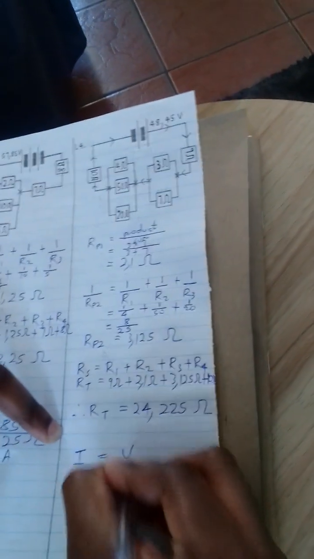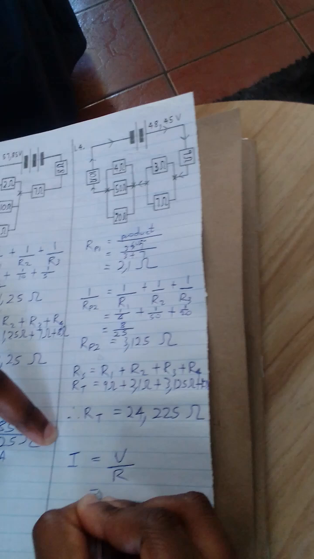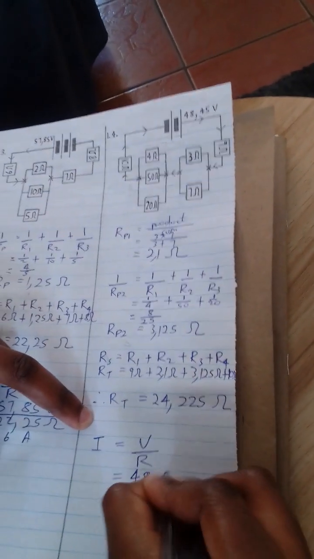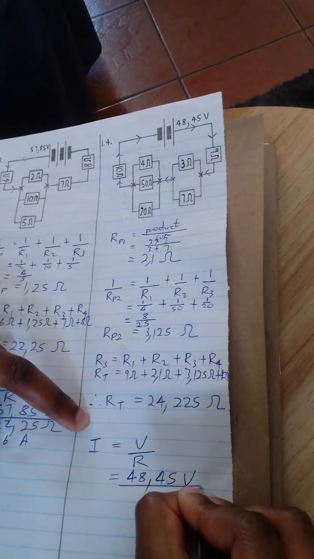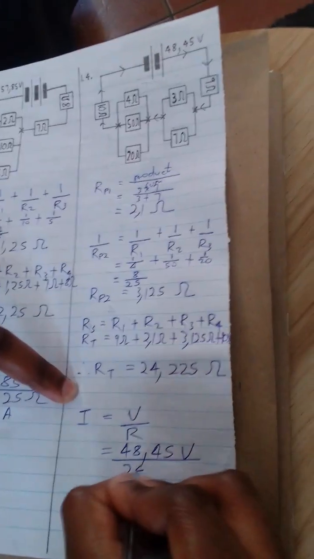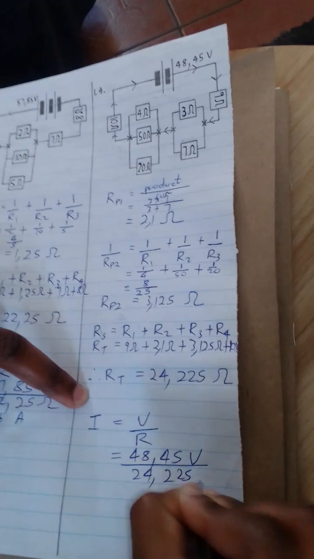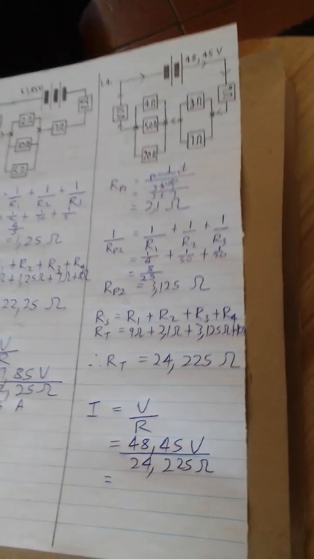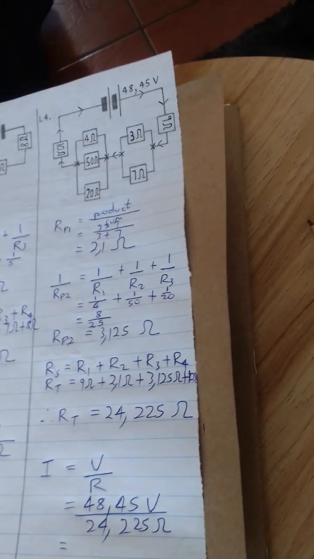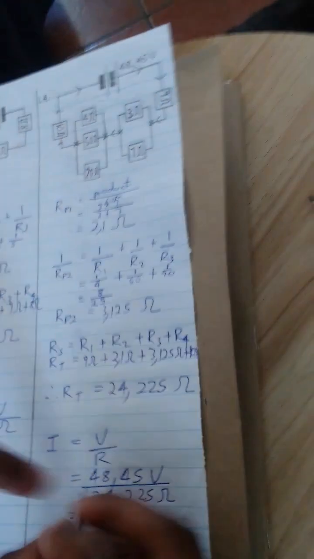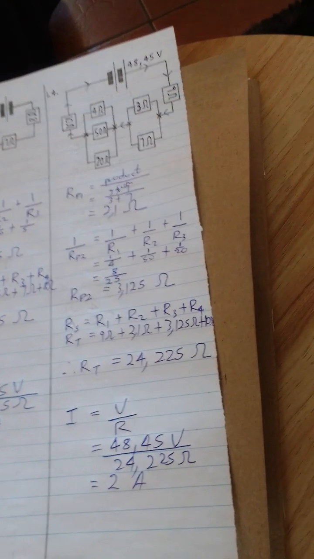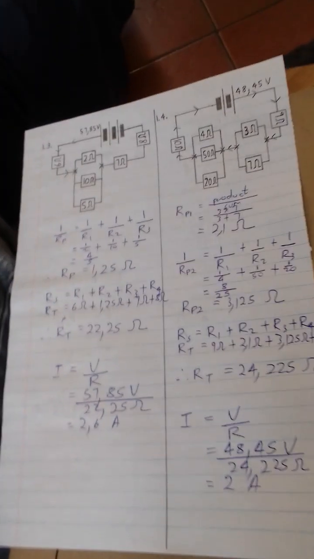I is V over R. What's V? 28.45 volts over 24.225 ohms. So I is 2 amperes. Okay, I hope that wasn't too hard.